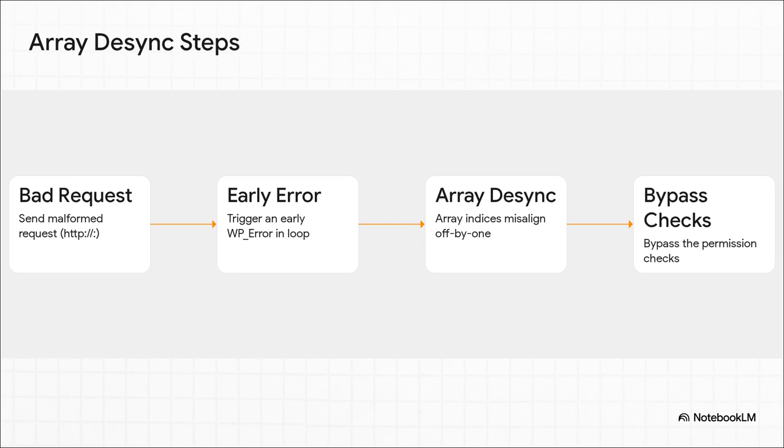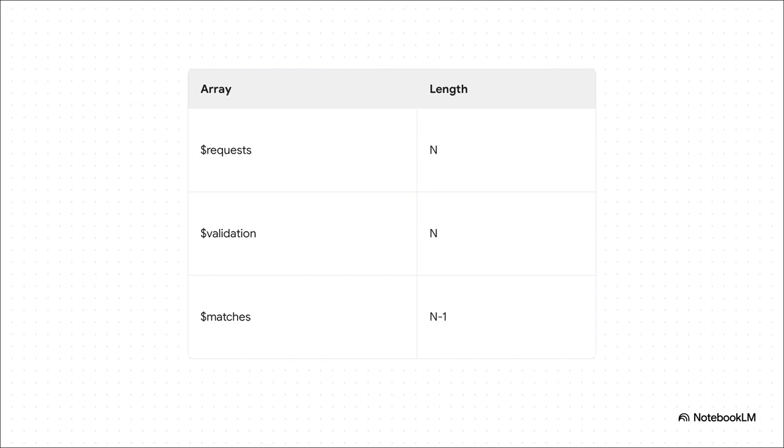That's the master key. That's what allows the attacker to completely bypass the permission checks for the rest of the batch. Under the hood, WordPress is keeping 3 parallel arrays to process these batch requests: $requests, $validation, and $matches. When that early WP error we just talked about is triggered, it correctly gets recorded in the $validation array. But here is the fatal flaw.